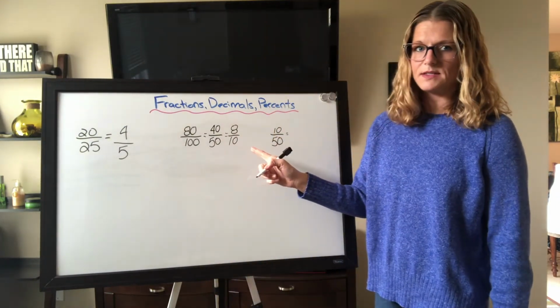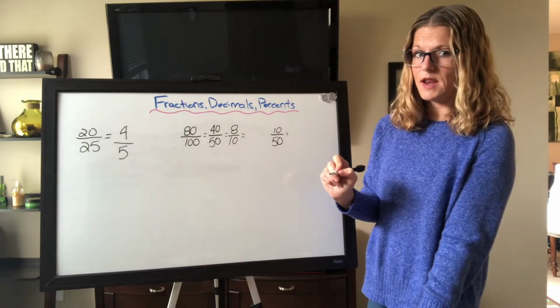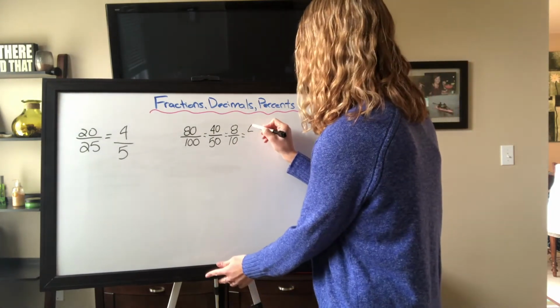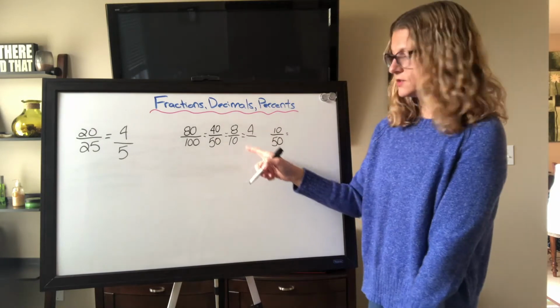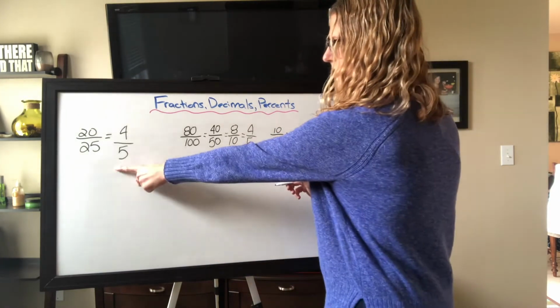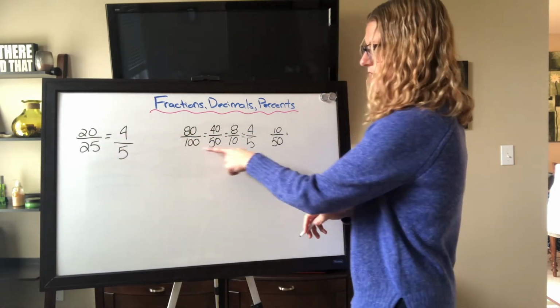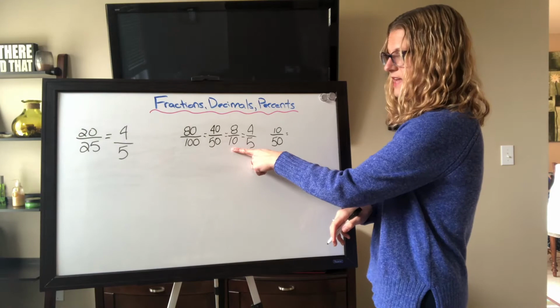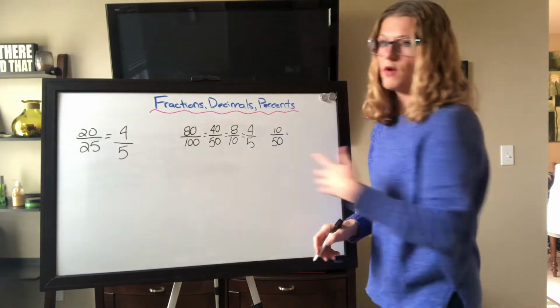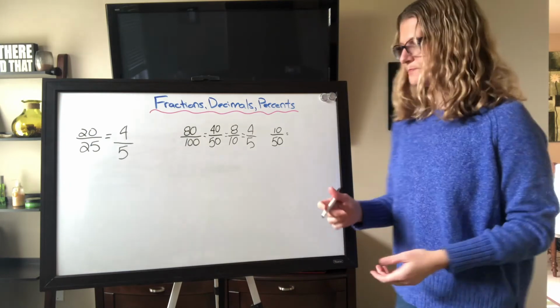Still, we can still make this even smaller. So 8 divided by 2 is 4. And 10 divided by 2 is 5. What do you know? 20/25 and 80/100, 40/50, 8 out of 10, they all equal 4 out of 5. Those are all equivalent fractions. They all have the same value.